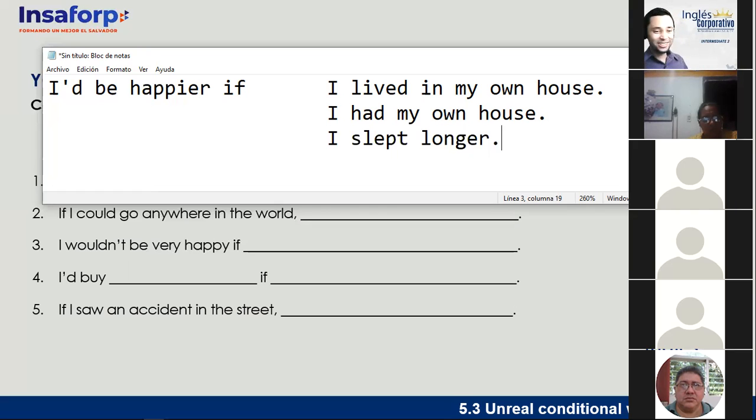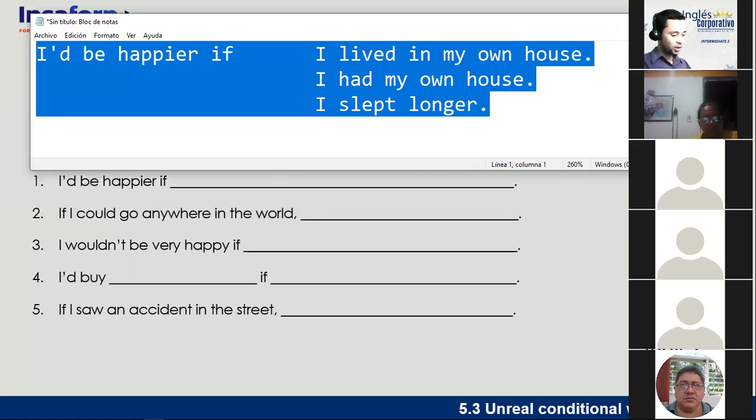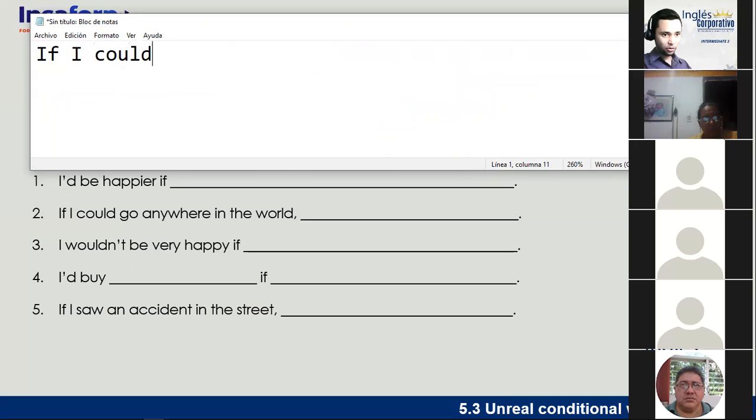Okay, very good. What about the second one? You have, if I could go anywhere in the world, it's right here. If I could go anywhere in the world, comma, what are some possible endings to this sentence? Let's participate. What can you say? If I could go anywhere in the world. Volunteers, please.